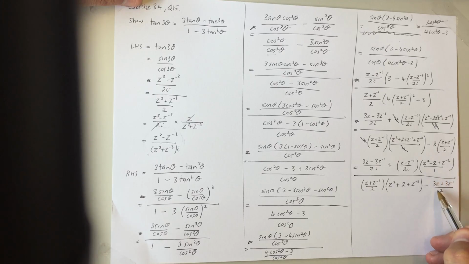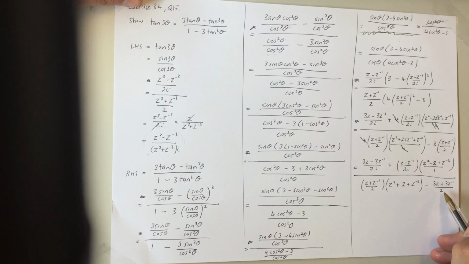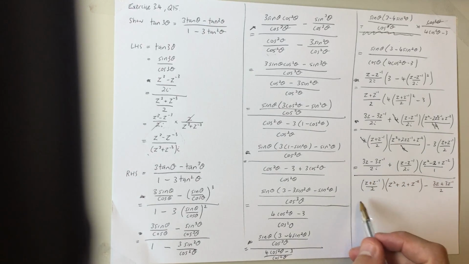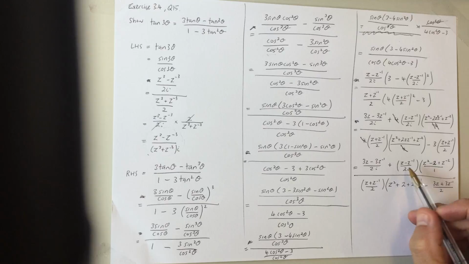Alright, so we're still subtracting this fraction. That's why that remained positive, because even though it's negative 3 out here, we're still subtracting this fraction, which means we're subtracting 3z over 2. So we're subtracting 3z over 2, and we're subtracting 3z to the power of negative 1 over 2. Alright, from here, we want to think about simplifying, so hopefully I can do that in a couple of lines. What do we want to do?